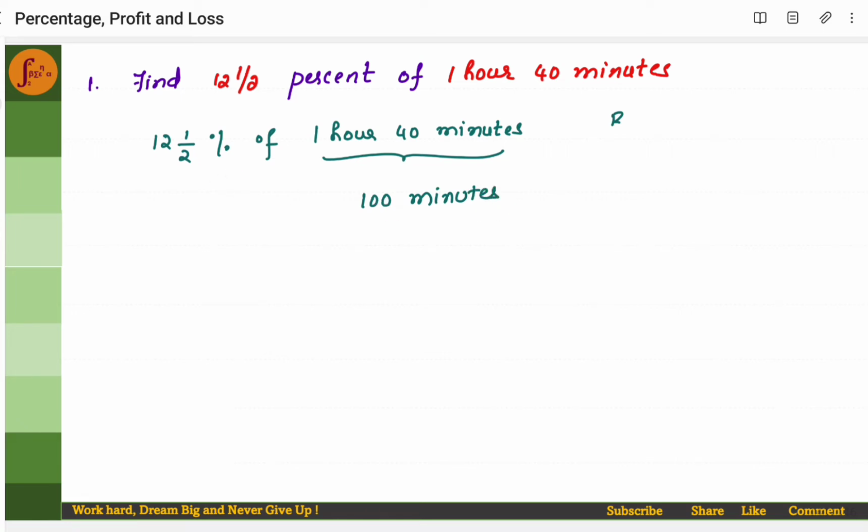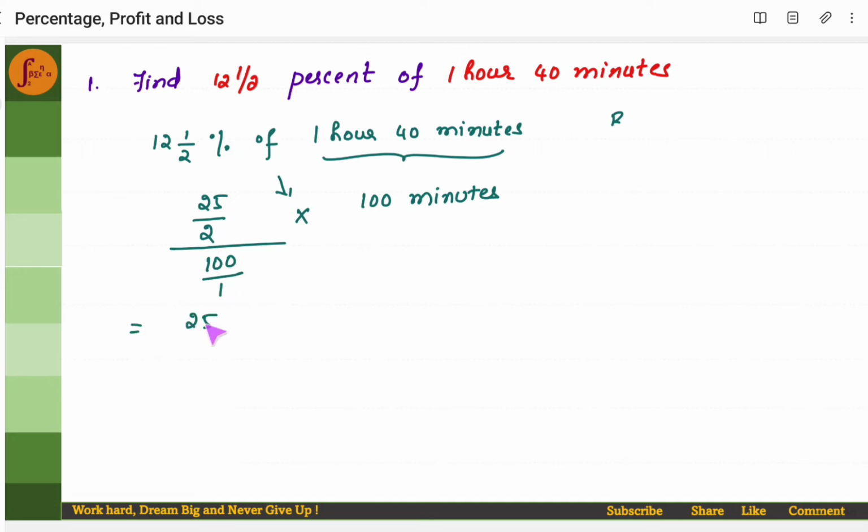And 12.5%. What is 12.5? 12 twos are 24, 24 plus 1, 25 by 2. It's a mixed fraction, so 25 by 2 percent. Percent means per 100, so by 100. Of is always into. Now, it is a simple calculation. You should always assume that 100 is 100 by 1.